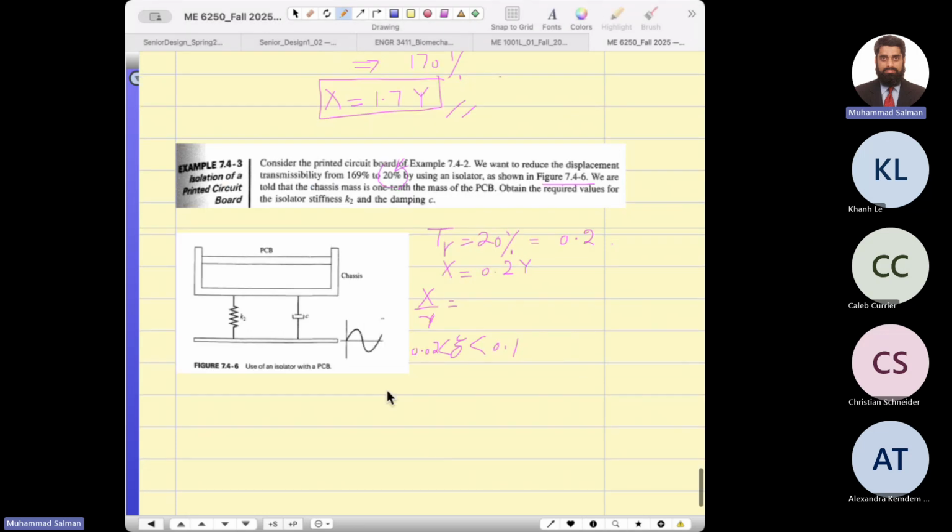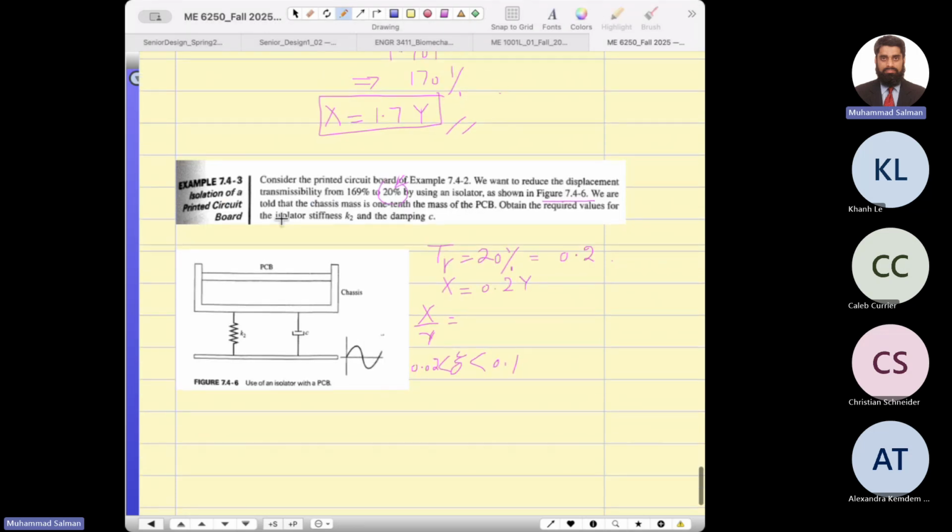Now another thing which you have seen here, that the chassis mass is 1/10 of the mass of the PCB. We are told that the chassis mass is 1/10 the mass of the PCB. So the total mass as a rigid body is 0.495.